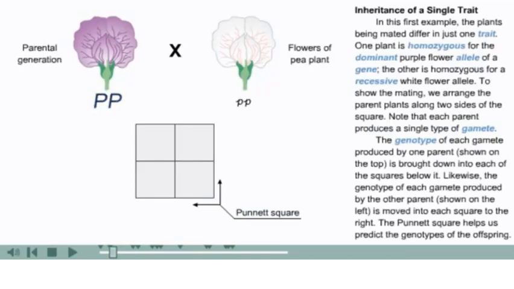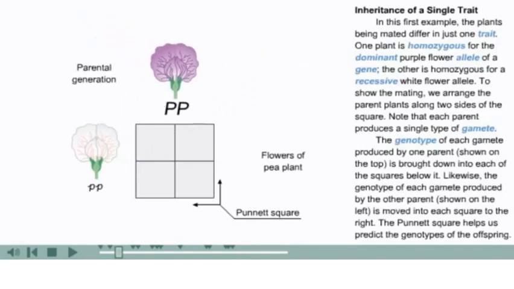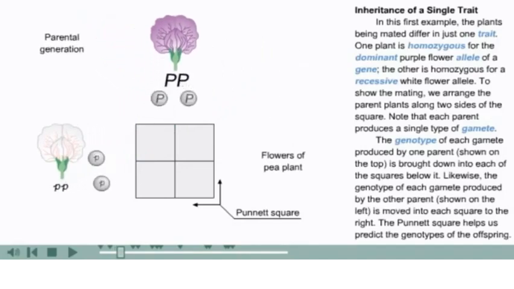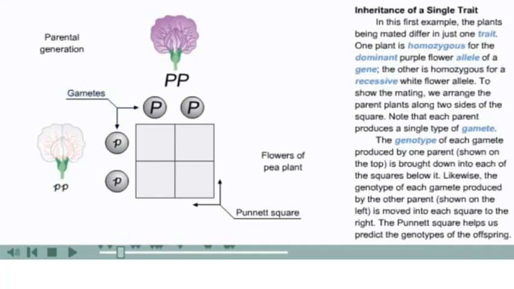In this first example, the plants being mated differ in just one trait. One plant is homozygous for the dominant purple flower allele of a gene. The other is homozygous for a recessive white flower allele. To show the mating, we arrange the parent plants along two sides. Note that each parent produces a single type of gamete.